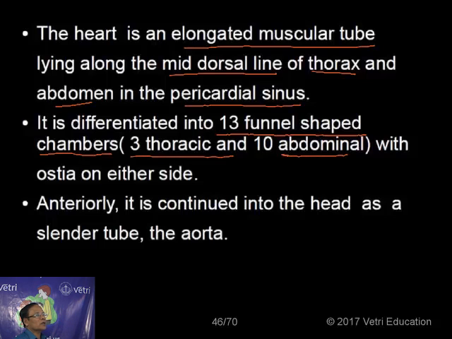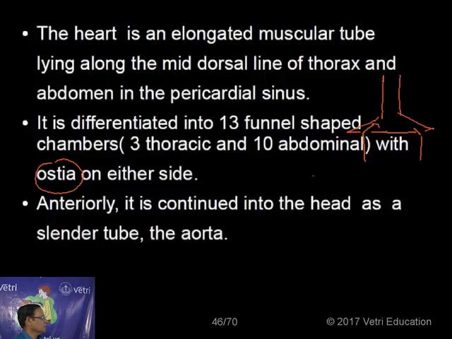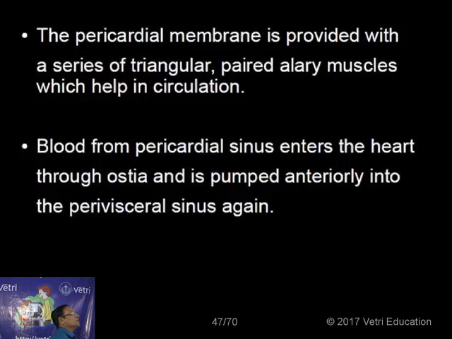And a pair of openings called ostia are present, as I showed in the picture. Now this is the heart chamber, and this is the triangular one. It has an opening, just right here. This is the ostium, through which the blood enters. Now it is connected to the successive chamber. So the entry of blood into the heart is through the ostia, present on either side of each chamber. Anteriorly, the heart continues into a slender tube, the aorta, from where the blood reaches the pericardial sinus once again.